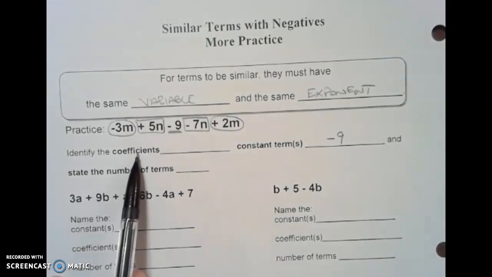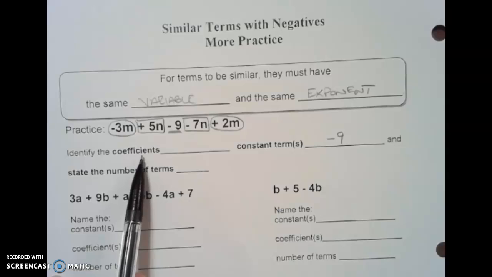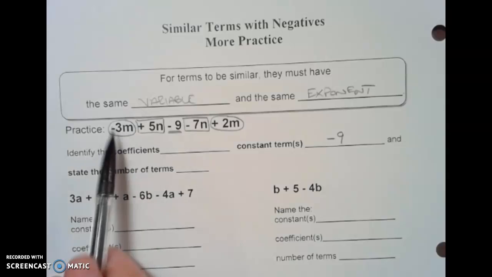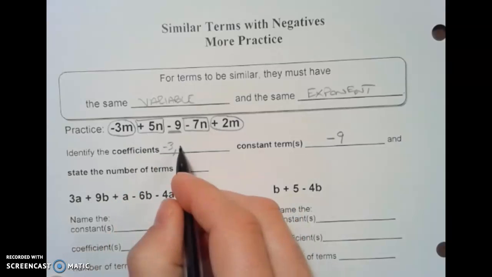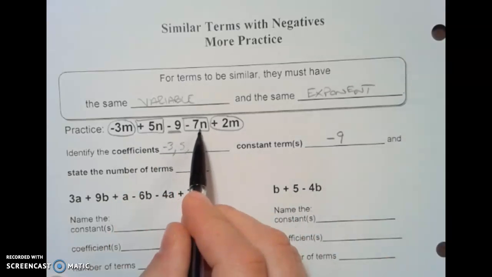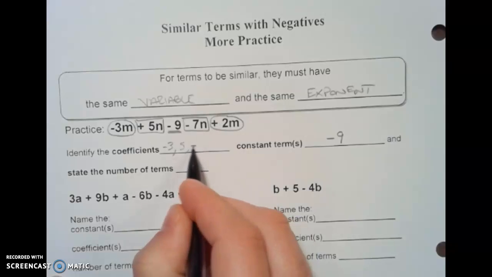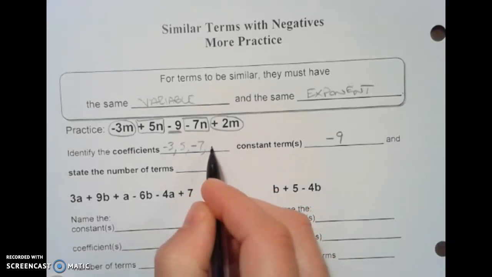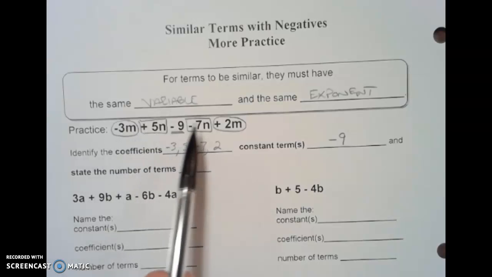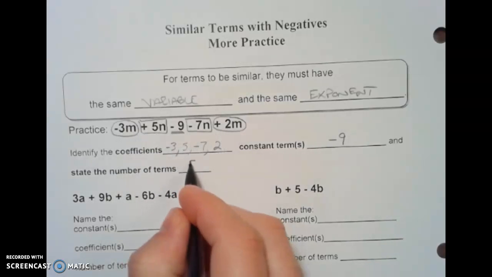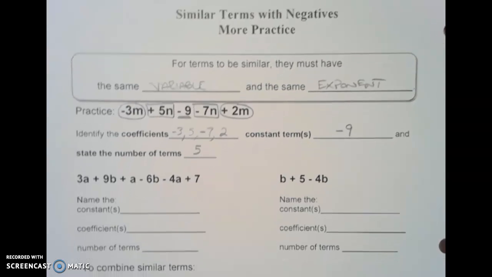The coefficient, remember, is the number that's multiplying the variable. So looking here, this coefficient is negative 3. This coefficient is positive 5. This coefficient is negative 7. And this coefficient is a positive 2. A number multiplying a variable is a coefficient. Now all you have to do is count the terms. 1, 2, 3, 4, 5. There are a total of 5 terms in the expression.